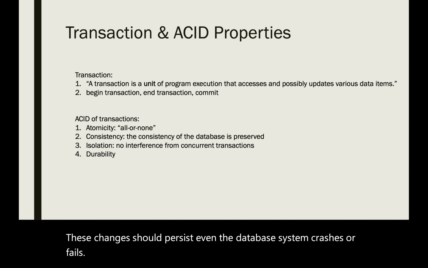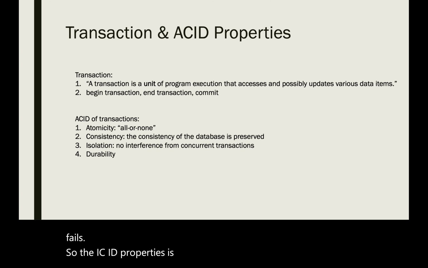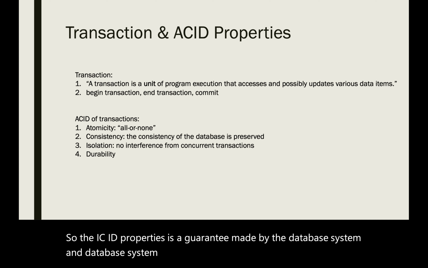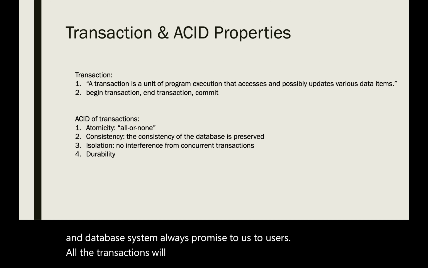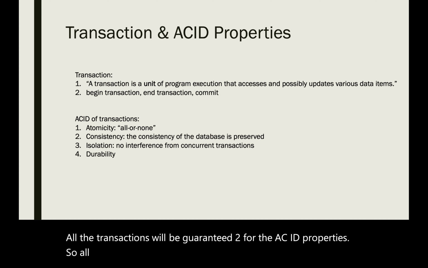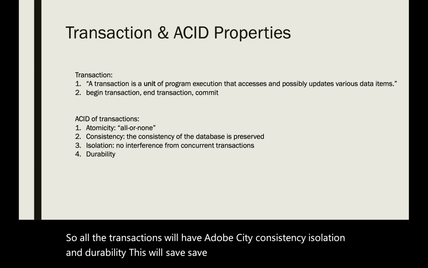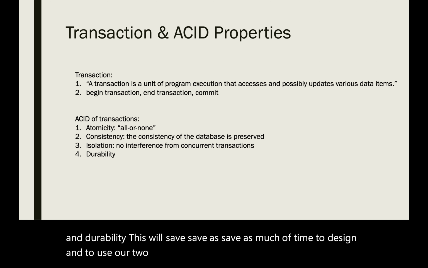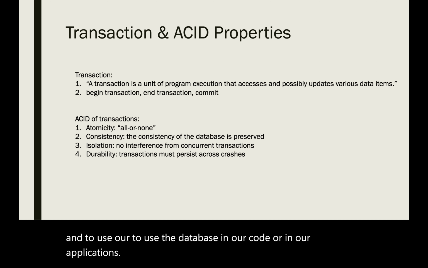So the ACID properties are a guarantee made by the database system, and the database system always promises to us, the users, that all the transactions will be guaranteed to follow the ACID properties. So all the transactions will have atomicity, consistency, isolation, and durability. This will save us much time to design and to use the database in our code or in our applications.